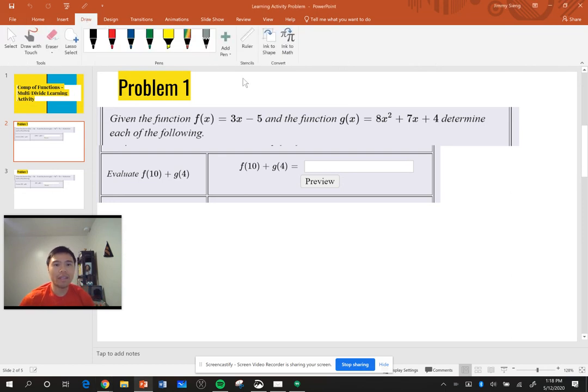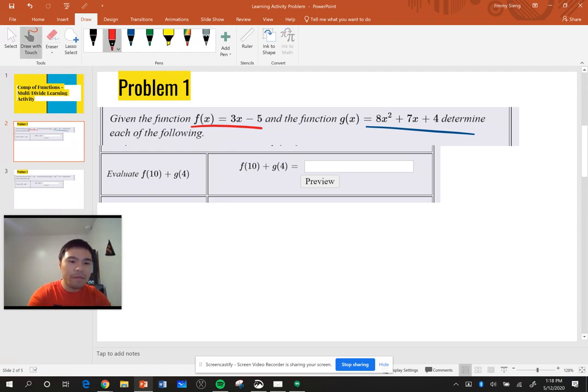So number one looks like we have two functions. We have our f of x and g of x. What I need to do is be able to do these different expressions, right? You learned about adding, subtracting, multiplying, dividing. We're gonna do the same thing here. But the difference is instead of having just one x value, you have two different ones. For example, f of 10 means for the f function, x is equal to 10. And then for the g function, x is equal to 4. Right? So we're going to take those functions.